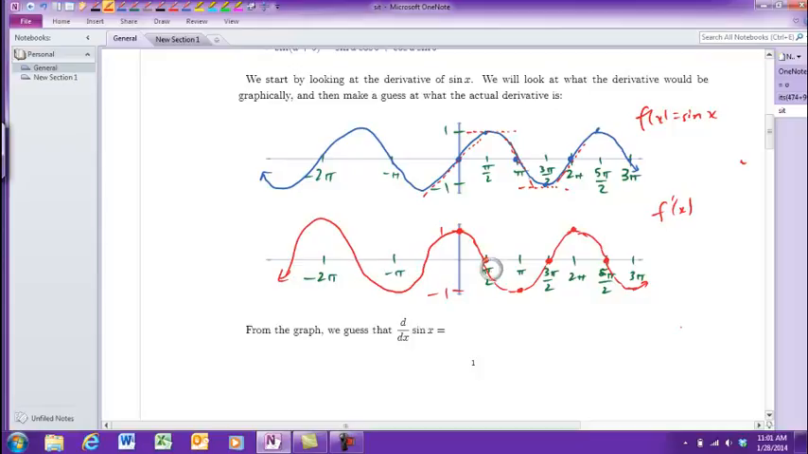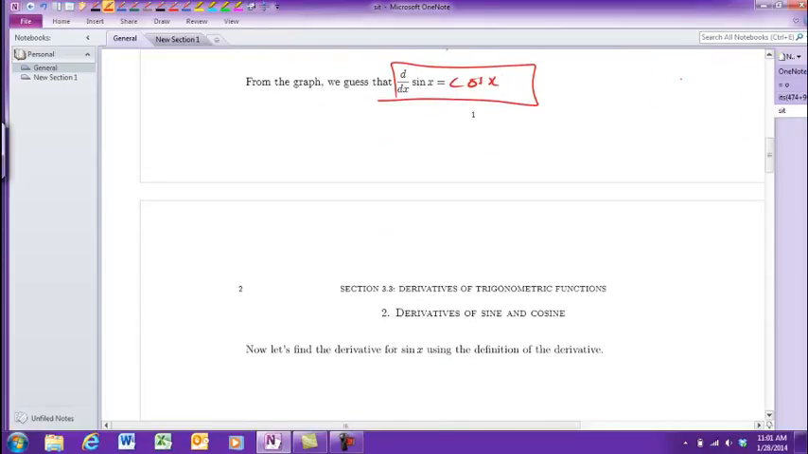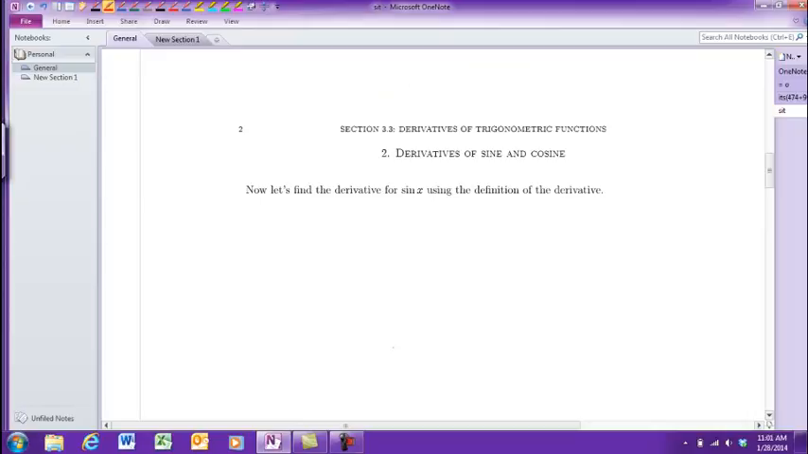And you should recognize this graph. That looks a lot like cosine x. So from the graph, we guess that the derivative of the sine function is actually equal to the cosine function. But of course, a guess is not a complete answer, so we're actually going to find this derivative for sine x using the definition of the derivative. And I'm going to stop the video here and do that one separately.